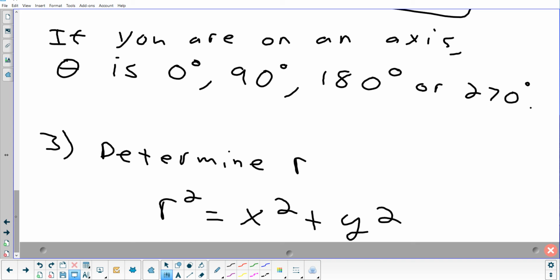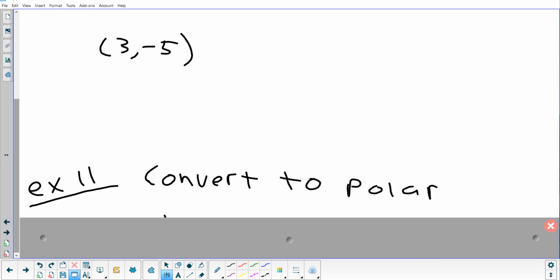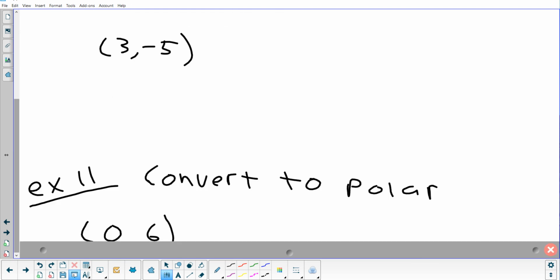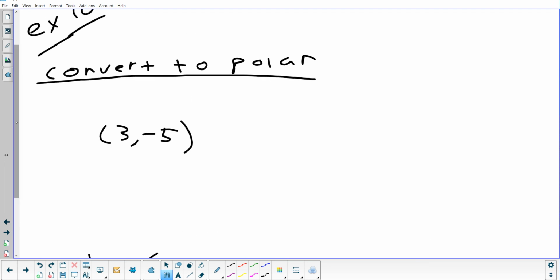Everybody have the formula? Yep. All right. Do you want to do the one? Well, that's an easy one because it's on an axis. We'll do that after. Let's do this one because it's not on an axis, so you actually have to think about and figure out the angle. You can't just quickly get the angle.